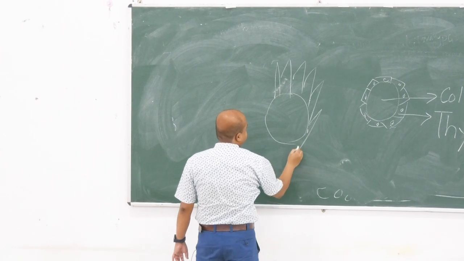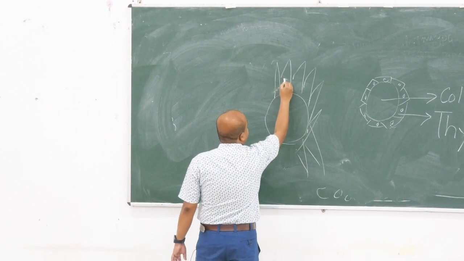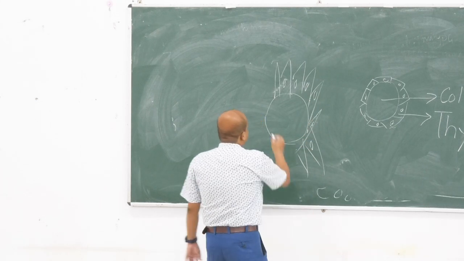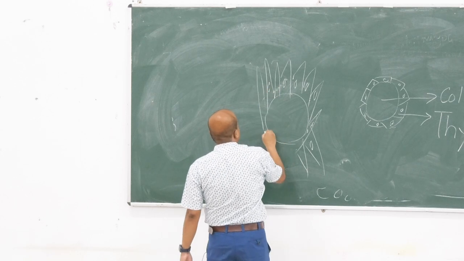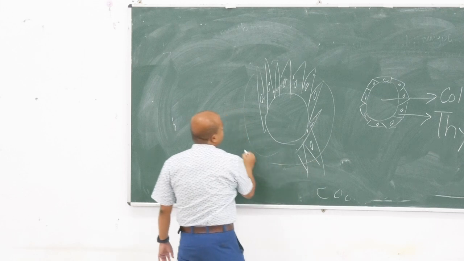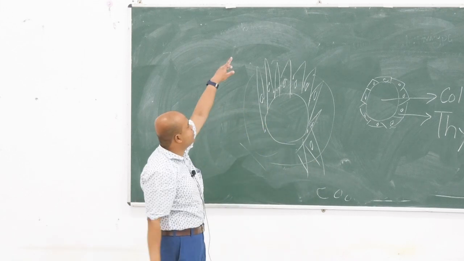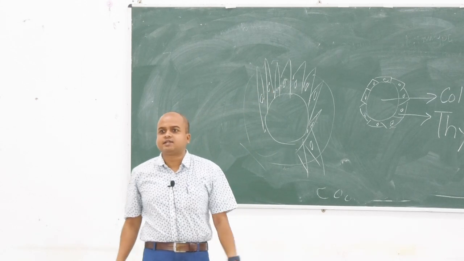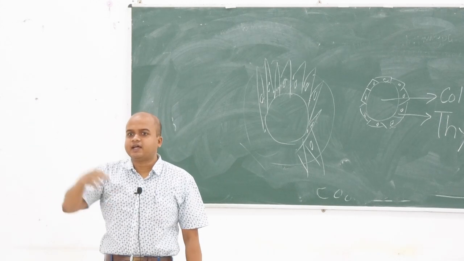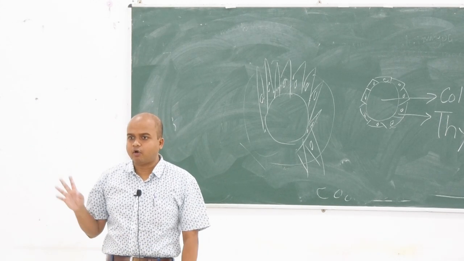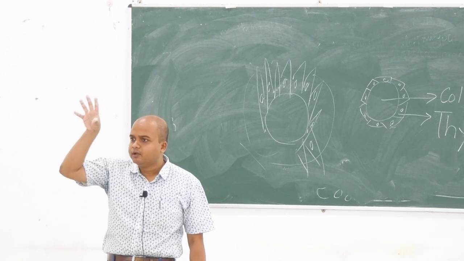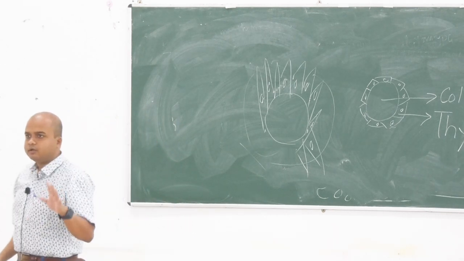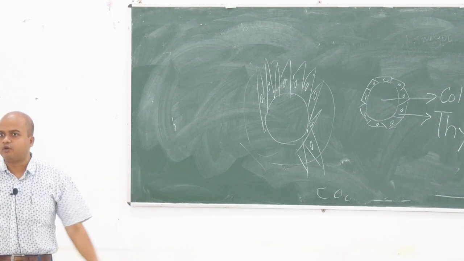Cuboidal or columnar cells. So the surrounding cells have to transport iodine. Across the thyrocytes, iodine will be transported to inside the follicles. Iodine is required for synthesis of thyroid hormone. In the colloid, the basic component of thyroid hormone is tyrosine. So iodine will be required for the formation of thyroid hormone.